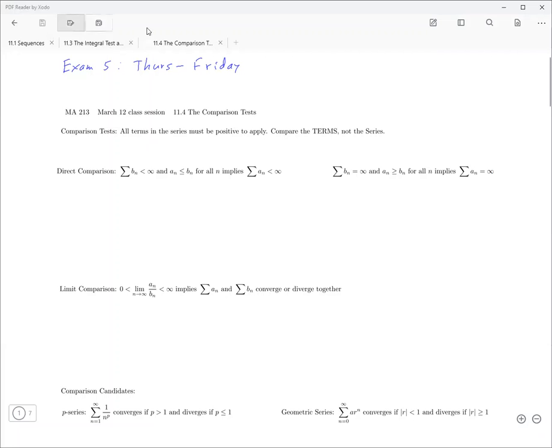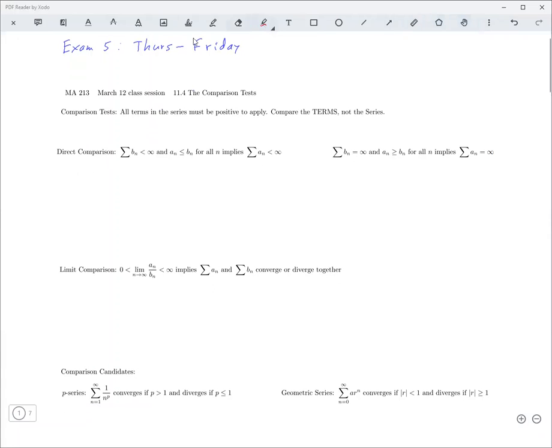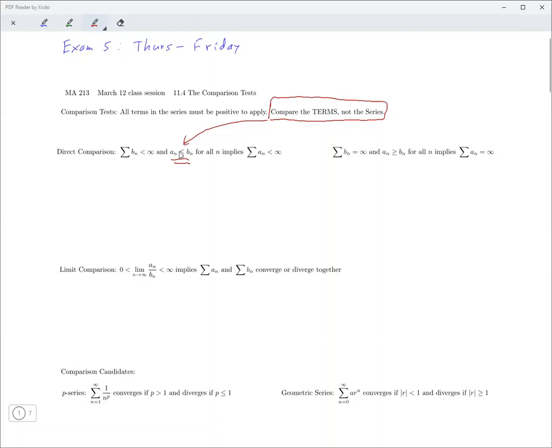And the important thing, which I've highlighted right here, is, and unfortunately, a lot of students misunderstand this part. And that is, in my opinion, this part right here. You're supposed to compare the terms, not the series. Okay, so by this, I mean, this is what you're looking at right here. This is comparing the terms in the series, not the actual series.